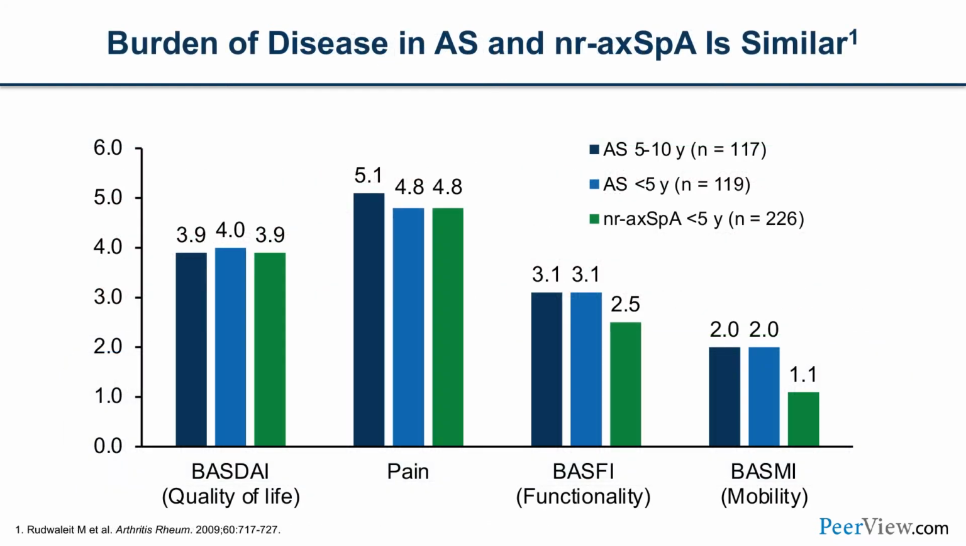This histogram shows the burden of disease activity in both radiographic axial spondyloarthritis, ankylosing spondylitis, and the non-radiographic versions. While these terms may not be familiar to you, they represent functionality, mobility, quality of life, and pain. And you don't have to be a statistician to see that, regardless of whether this is non-radiographic disease or ankylosing spondylitis of less or greater than 5 years duration, these are equally affected domains.